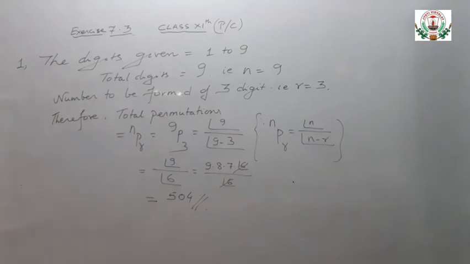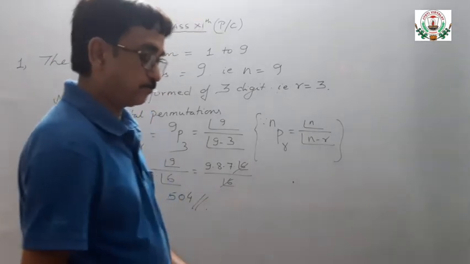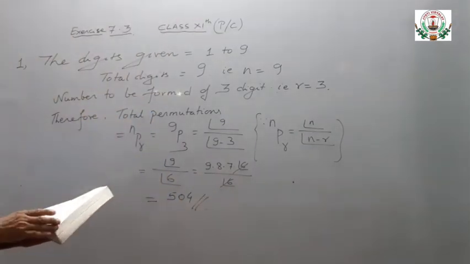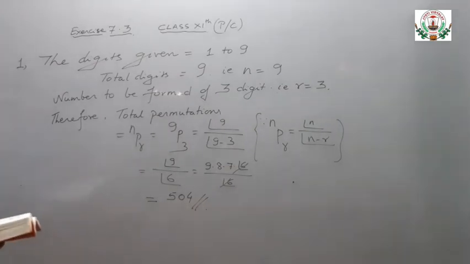Good morning, students. Today we are going to start exercise 7.3 of chapter permutation and combination. So first I am going to read the question. Listen carefully.